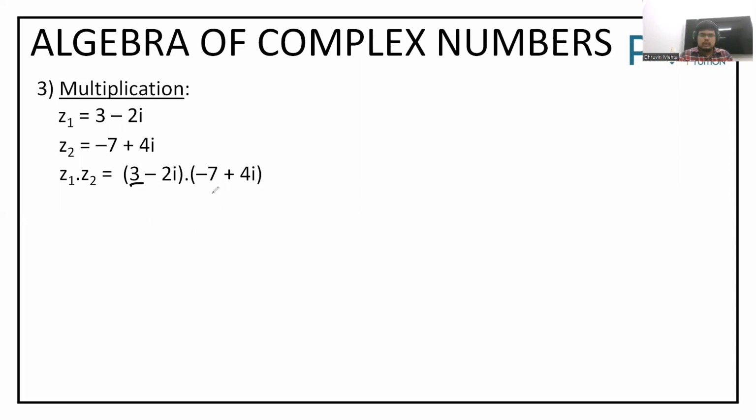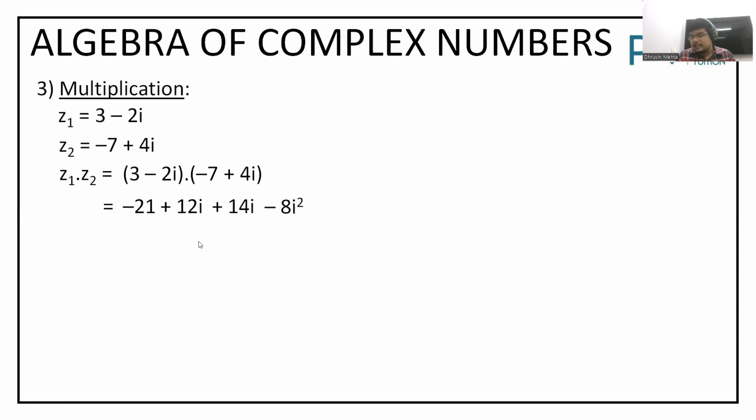So let's do this orally. When 3 is multiplied with both, what do we get? Minus 21 and plus 12i. And when minus 2i is multiplied with both, minus 2i into minus 7 is plus 14i, and minus 2i into 4i gives minus 8i square. Correct, so you'll get plus 14i minus 8i square.